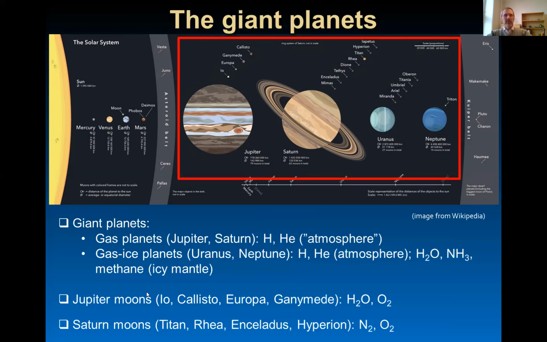The giant planets have moons, Jupiter moons here, and on these moons you can find water and oxygen. In the Saturn moons, here same thing, oxygen and also nitrogen. So plenty of volatiles as resources in the giant planets.